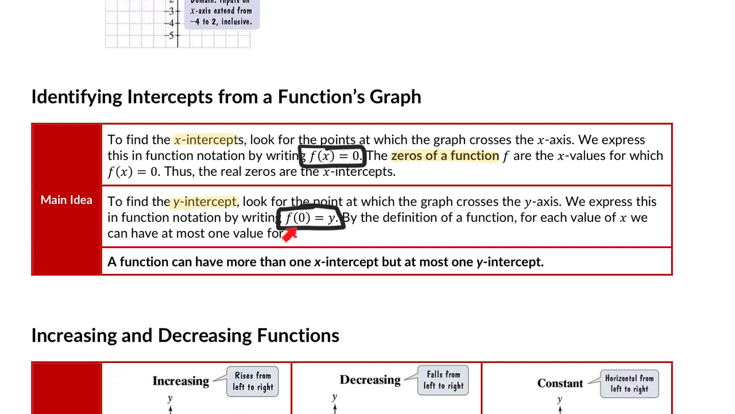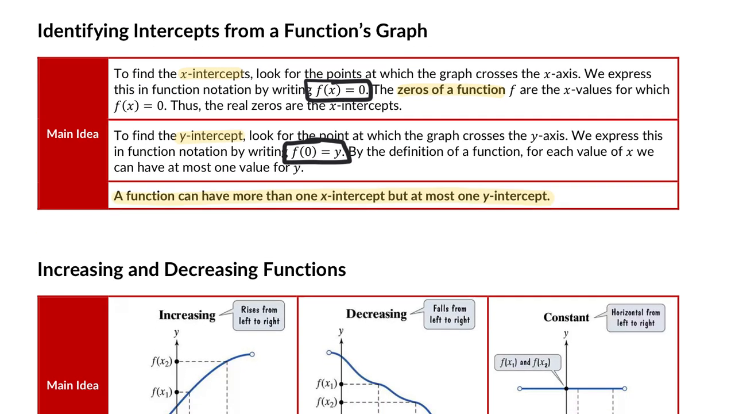That's the difference. Now, important to note that a function can have more than one x-intercept, but it should only have one y-intercept. It might not have one. It can have at most one. Because if it had two y-intercepts, it would have two repeating x values, and it would no longer be a function.